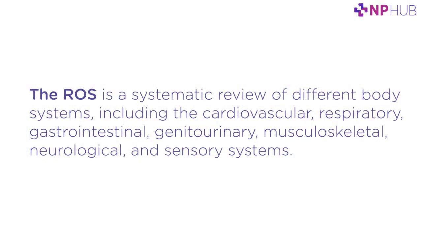After obtaining the history, start by going over the review of systems. The review of systems is a systematic review of different body systems, including the respiratory, cardiovascular, GI, GU, musculoskeletal, neurological, and sensory systems. The review of systems can be used as a way to inquire more specifically into a body system the patient may be complaining about and catch symptoms that they might have forgotten to mention.